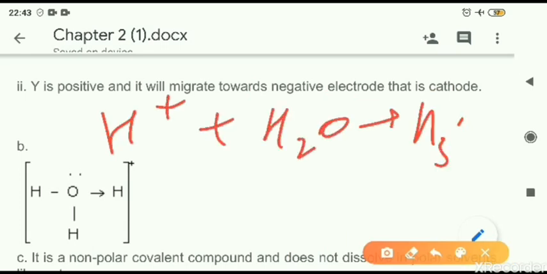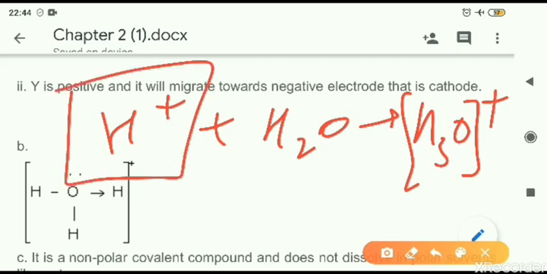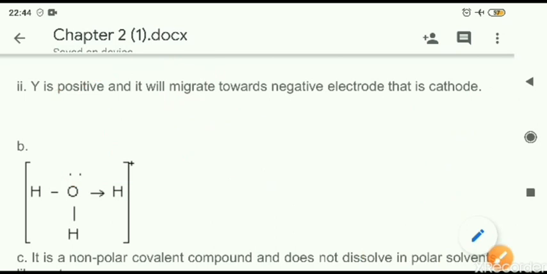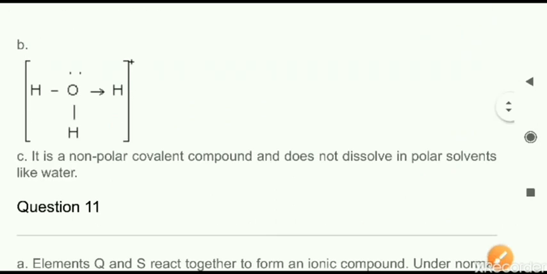It will form the H3O+ ion, that is the hydronium ion. They are not directly asking you to draw the structure of the hydronium ion. First they are verifying whether you know this concept or not. They asked: an acid dissolves in water and produces a positively charged ion. Which ion is produced? If you know that ion, only then will you draw it. That is how we have to apply our knowledge. So the structure is given here.